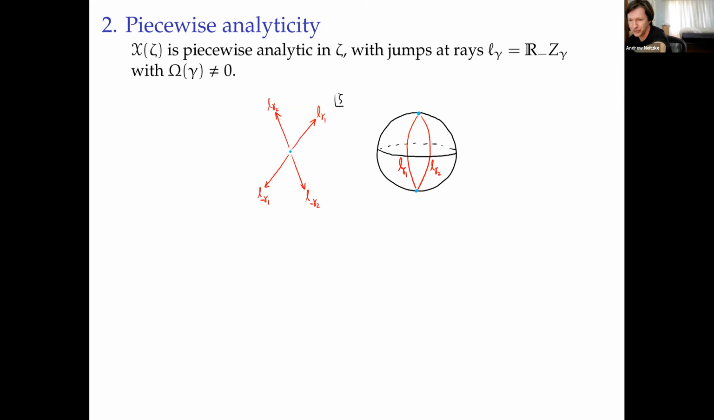And on the right, I drew the same picture. So on the twistor sphere, you would think that you're kind of marking a bunch of meridians, and your function is going to be analytic in the domains separated by these meridians. And then when you cross a meridian, the function is going to jump.